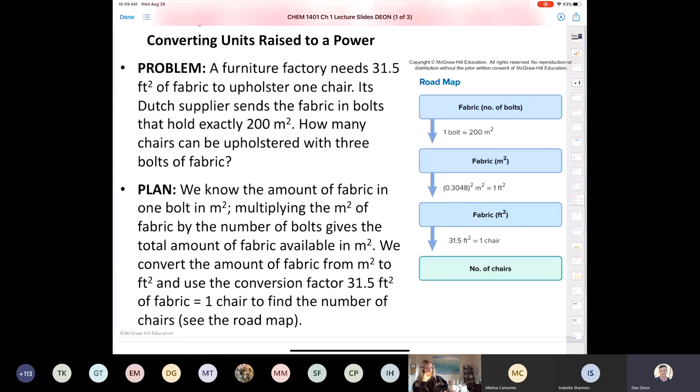We have our roadmap here on the right with all of the different conversion factors. In one bolt, there's 200 meters squared. In fact, I didn't even know that until I read this book a couple of years ago.